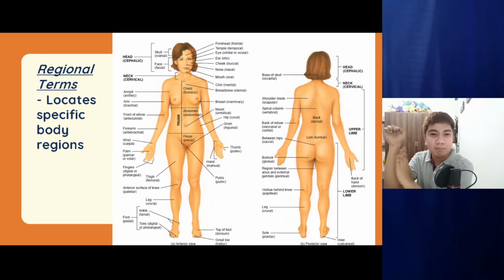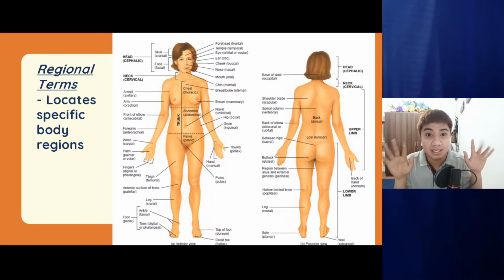This is your antebrachial area. Your wrist is your carpal area. Your palm is your palmar or volar. Next, we have your fingers. Your fingers are your digits or also known as your phalanges. Okay? Thigh, we have your femoral, coined into your femur.